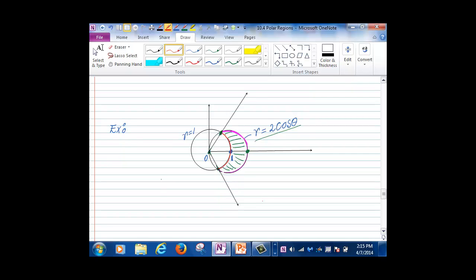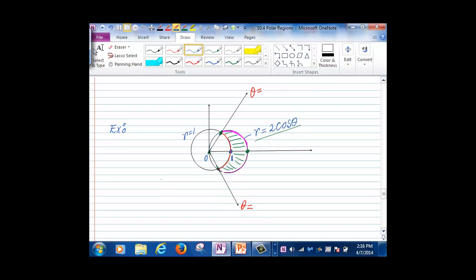Now, can someone tell me what ray is this one? So what's the theta value here? And what's the theta value here? How do I find those? How would I find those theta values? Well, not so clear.